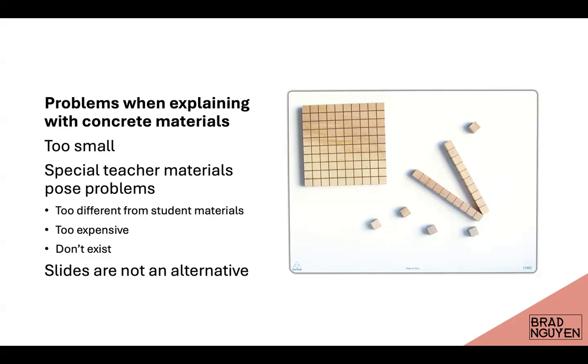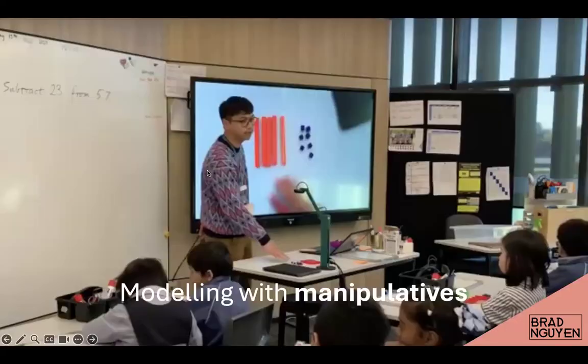So here's what it can look like in the classroom. This is me explaining a maths concept using concrete materials. This is a subtraction lesson. They're subtracting 23 from 57. And you can see that I've put 57 up on the board using concrete materials. And the students have the exact same concrete material, so they can look up at the TV, they can see what I've done, and they can do the exact same thing in front of them on their desk.